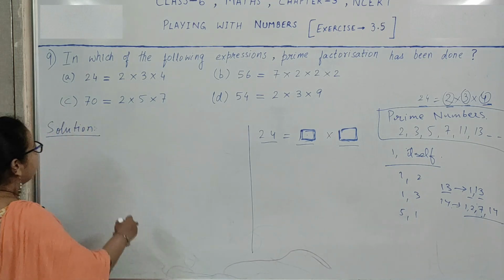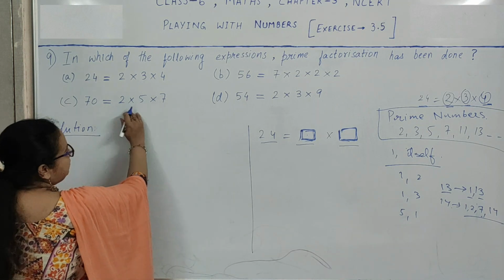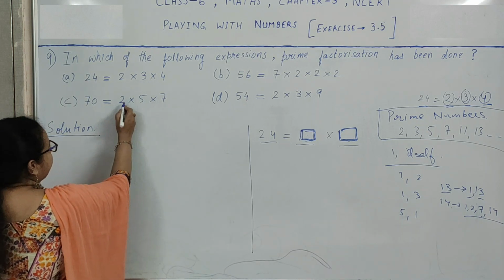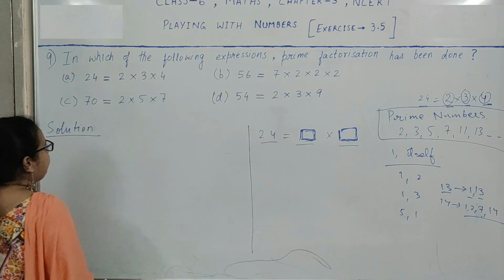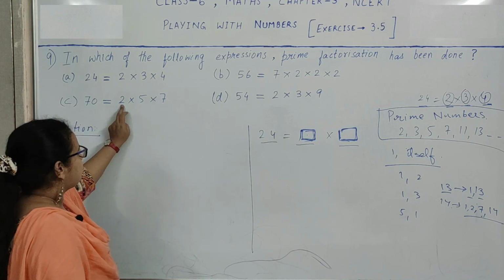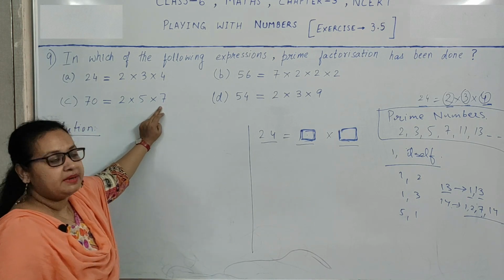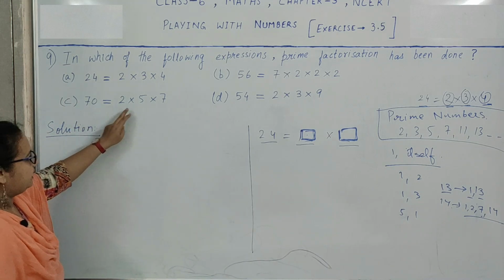Okay, now 70. 70 is also written in terms of its factors: 2 multiplied by 5 multiplied by 7. 2 5s are 10, 10 7s are 70. Okay, are all the factors prime numbers? Yes, 2, 5 and 7 all are prime numbers. So we have done the prime factorization of 70.